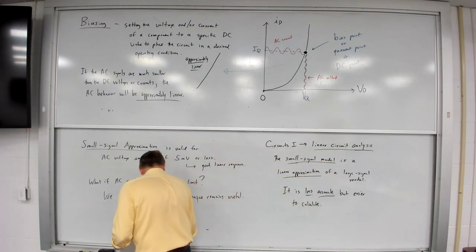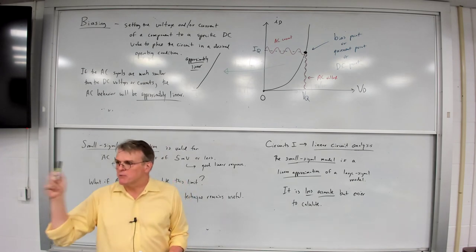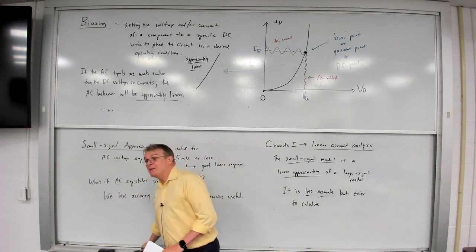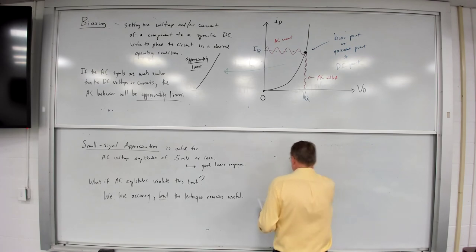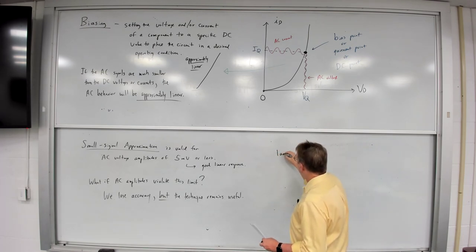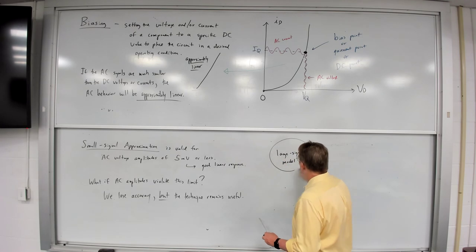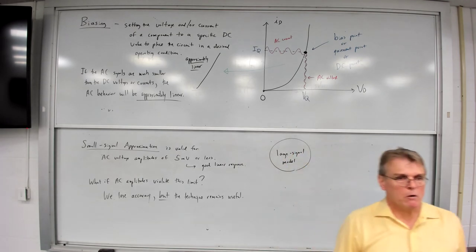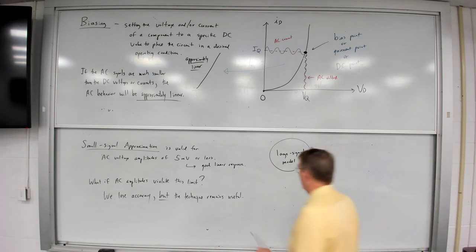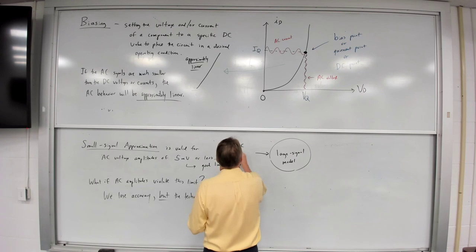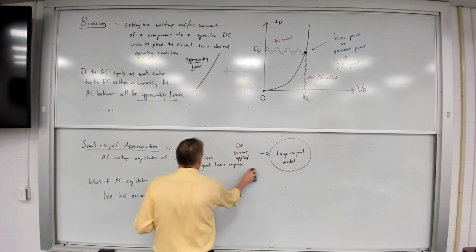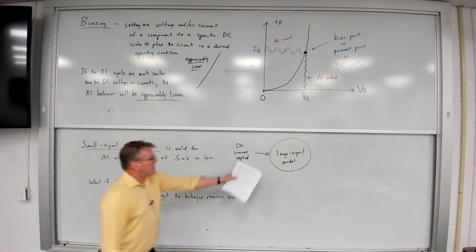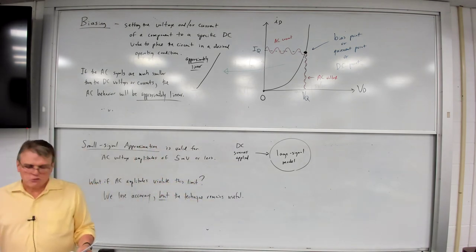Okay, so let me lay out for you guys before we go what it is you're going to be doing in this class for the rest of the semester. And I'm not kidding about that. You're going to be doing this for the rest of the semester. We're going to start with a large signal model. So we're going to have large signal equations that describe how a circuit works. Circuits that include diodes and transistors. We're going to apply DC sources to the circuit to turn it on and to set a bias point.